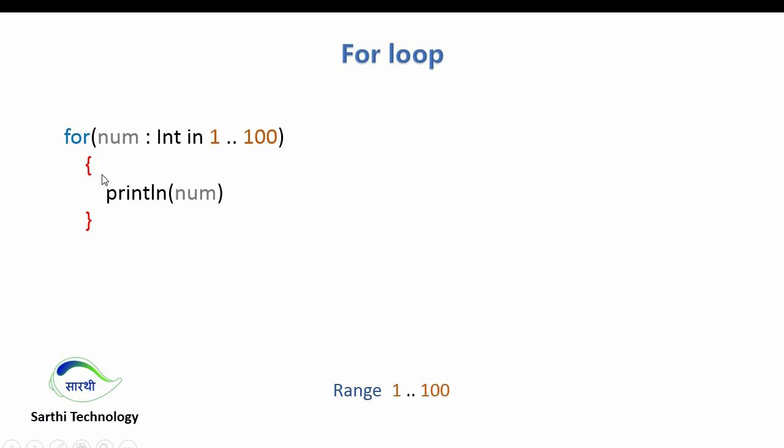And we can do anything here in this body. For example, here we are printing this num variable. So first time it will print 1, second time 2, third time 3, and it will go to 100. Now one more thing, we can omit this int data type and our loop will look something like this. Here you can see this num in 1 to 100 range, and other things are the same.